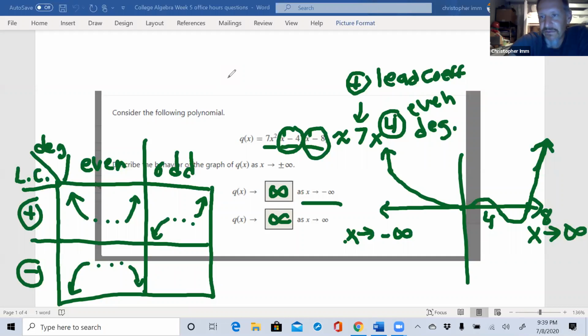If I have a negative coefficient, well, the slope is going down. So it's going to go up to infinity on the left-hand side and then down to negative infinity on the right-hand side. So with an odd degree, it's going to go up on one side and down on the other. With an even degree, it either goes up on both sides or down on both sides. So I hope that that helps you out.